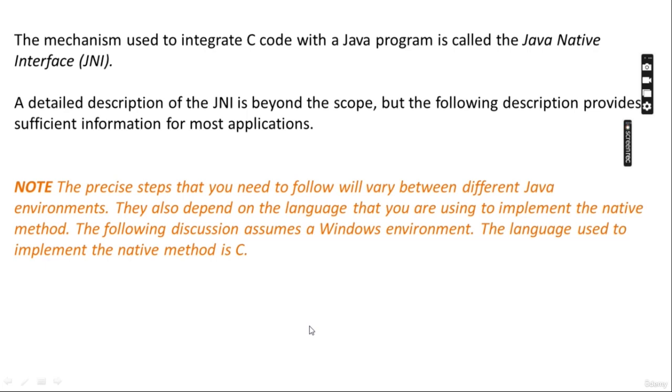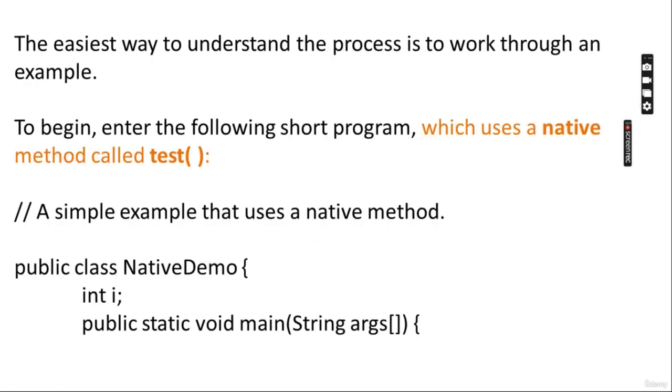The following discussion assumes a Windows environment. The language used to implement the native method is C. So in general, what is the environment? Windows operating system, and the native method is written in C programming language. This type of structure we are going to see to understand how the Java Native Interface is used to implement native methods in your Java programming language.